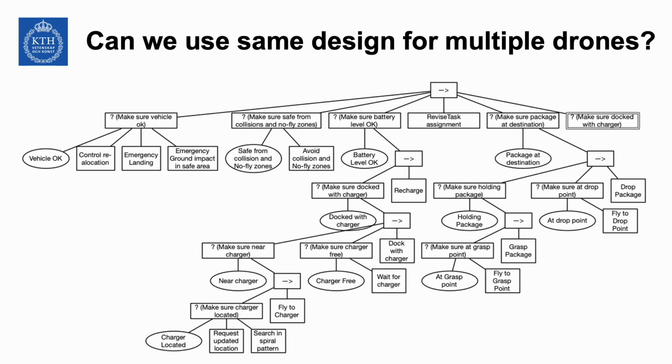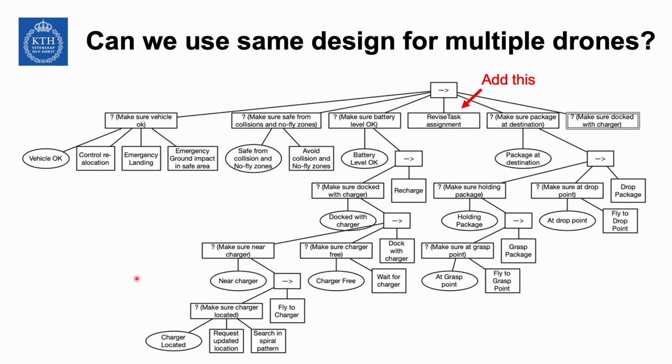So a natural question might be, can we use the same design? Now it kind of looks like a single vehicle application with a single package and a single destination. What if we have multiple packages with multiple destinations, and there's also multiple drones for achieving this kind of larger mission?